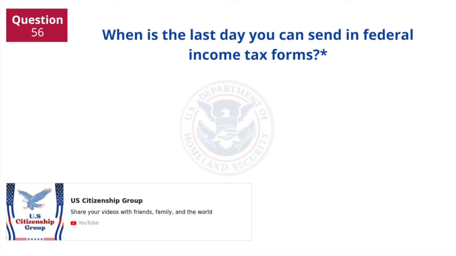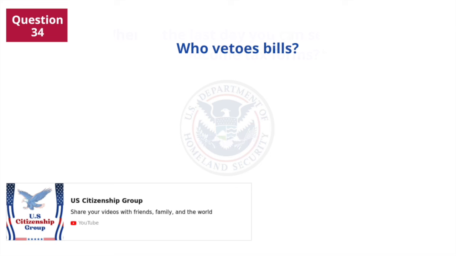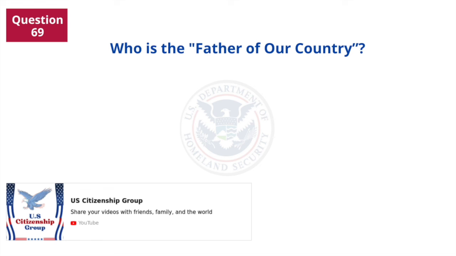When is the last day you can send in federal income tax forms? April 15. Who vetoes bills? The president. Who is the father of our country? George Washington.